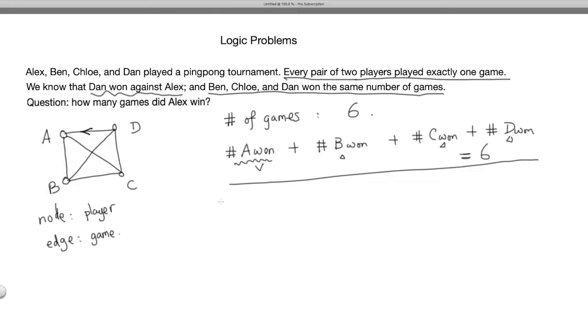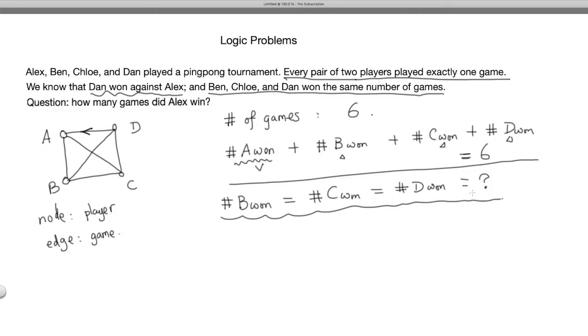So now, can we figure out the number of games B won, which of course equals the number of games C won, and the number of games D won? Can we figure this out? If we can figure this out, the problem is done. Okay? So now this is the key problem we're trying to figure out.